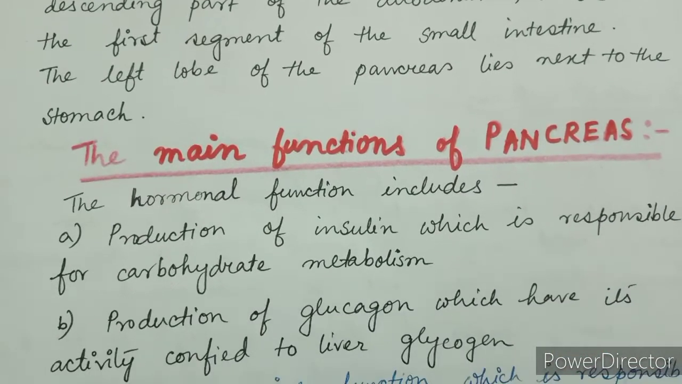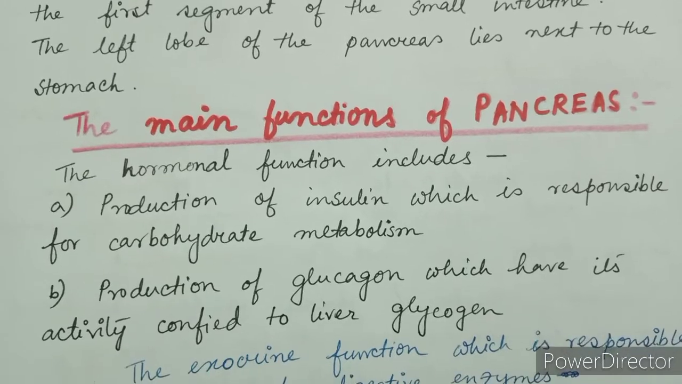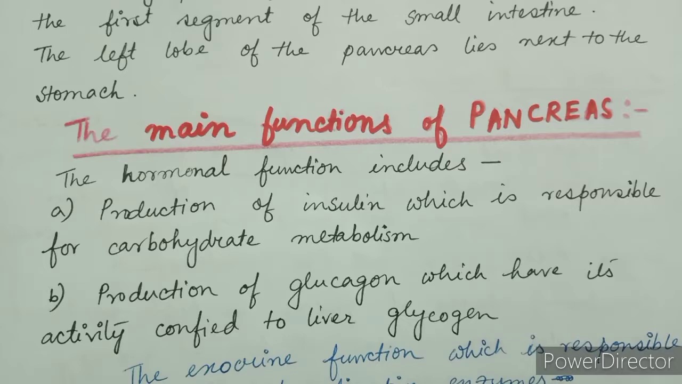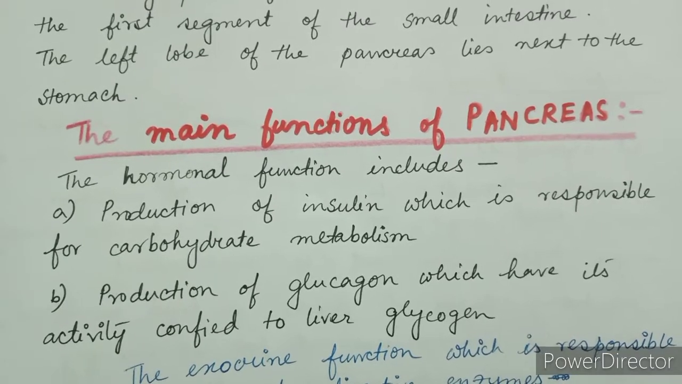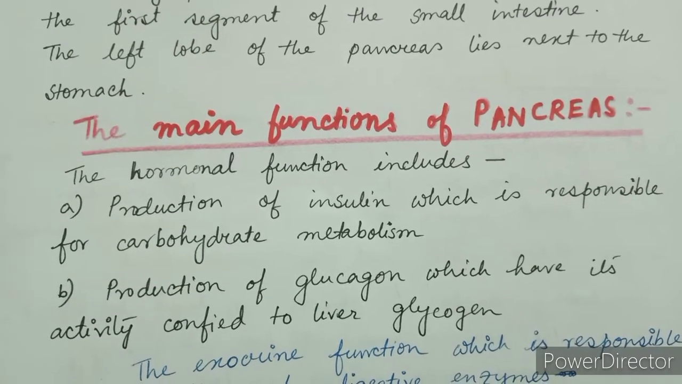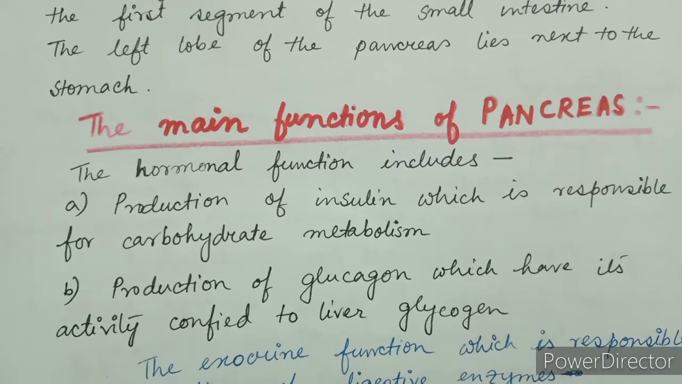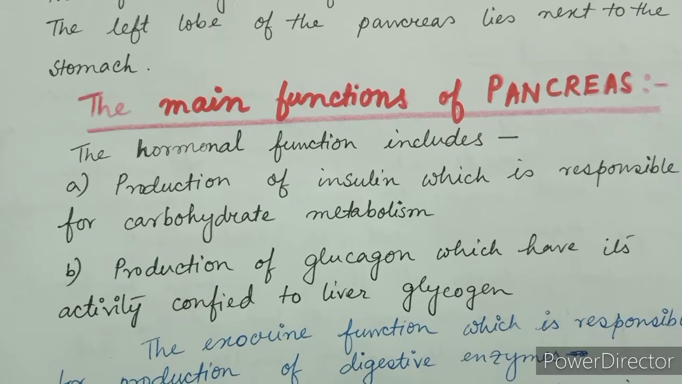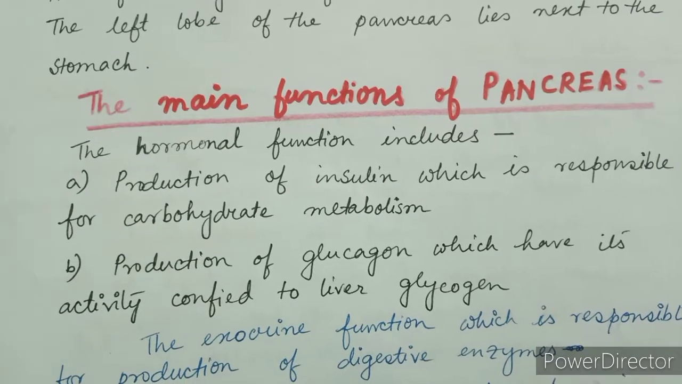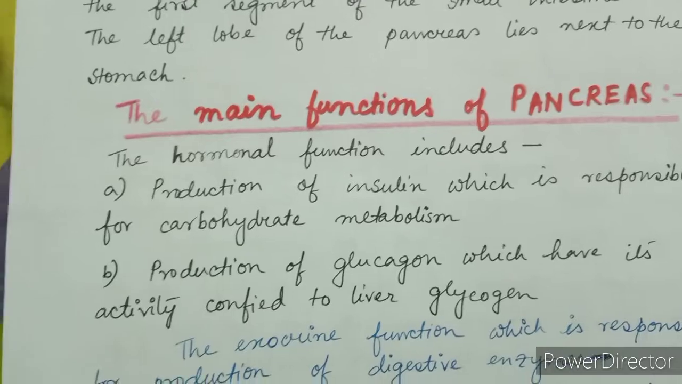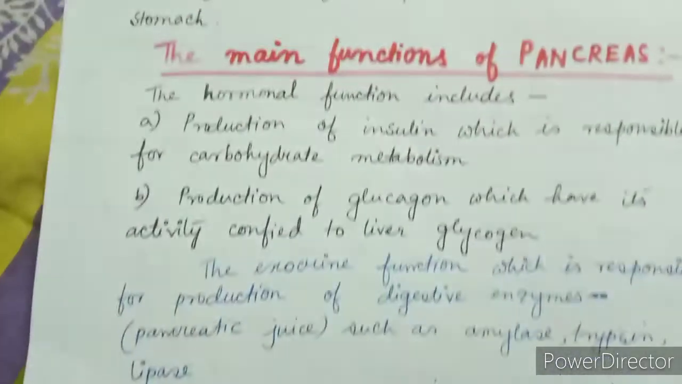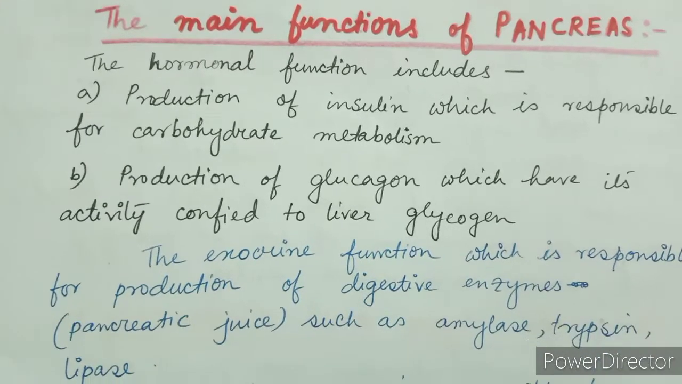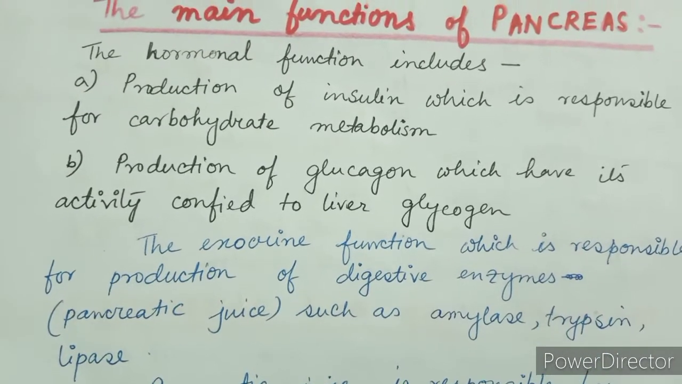The main functions of the pancreas are: the hormonal function, which includes production of insulin, which is responsible for carbohydrate metabolism, and production of glucagon, which has its activity confined to liver glycogen, and the exocrine function. So first I have discussed the hormonal or endocrine function, and then the exocrine function.